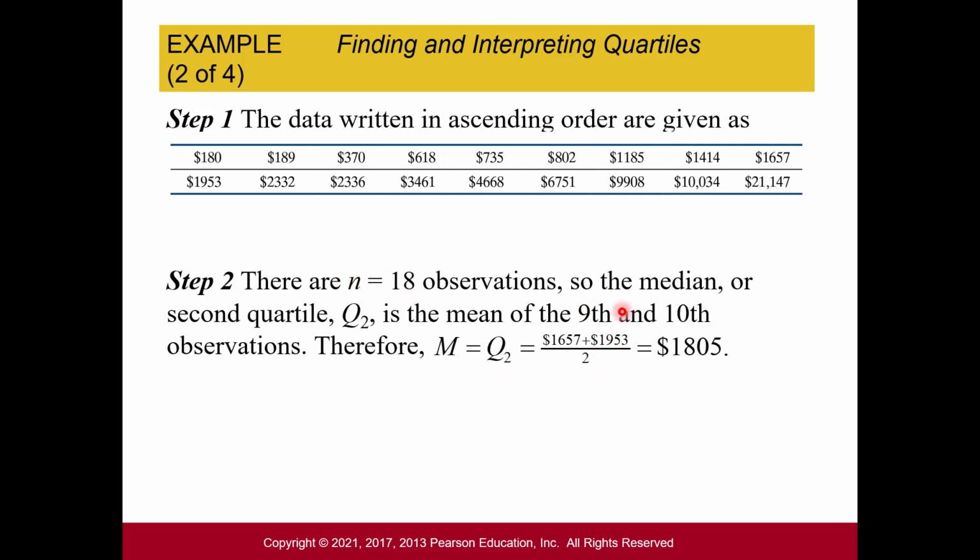So if we divide 18 by 2, we get the 9th data point, and then if we add 1, we get 10. And so our median is between the 9th and 10th observations. The other way to say that is it's just the average between the 9th and 10th observations. Okay, so all that being said, our Q2 is our 9th data value in our list when it's in ascending order, plus the 10th, and then dividing by 2 to get the mean. It's 1,805.